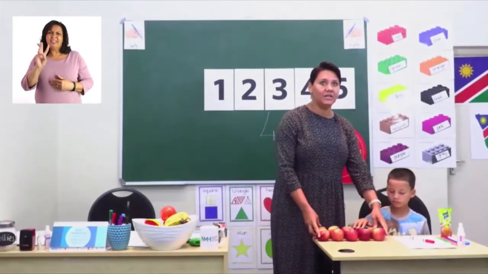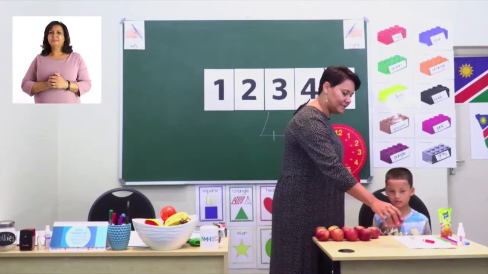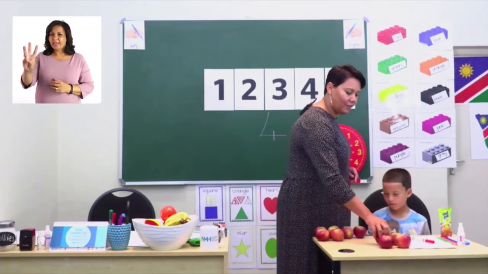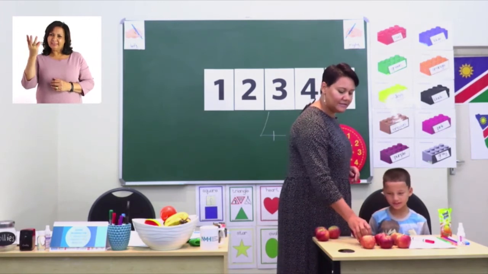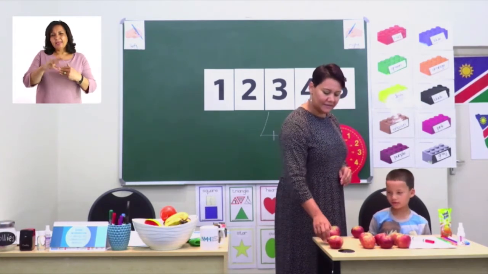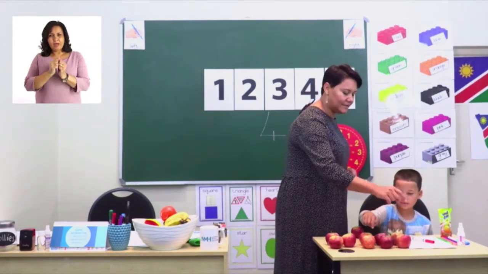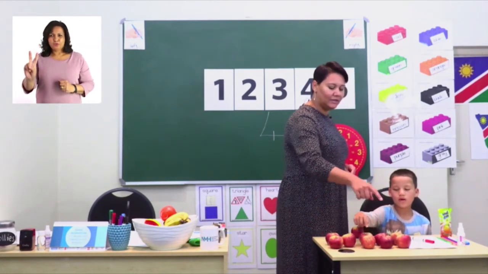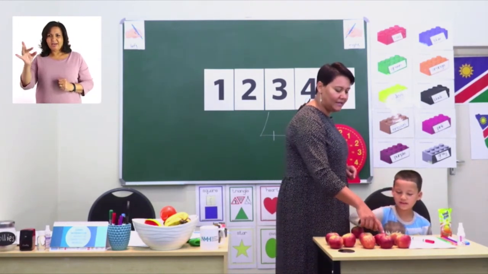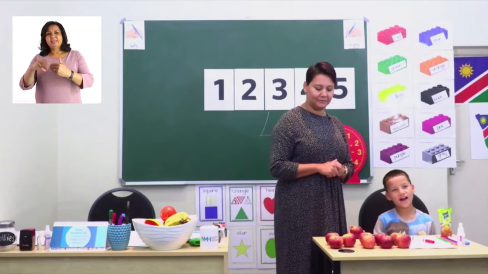We are going to use our objects that we have in class, and we are going to use apples. My friend, let's count 6. 1, 2, 3, 4, 5, 6. We have 6 apples plus 3 apples. Let's see. Let's count them all together. 1, 2, 3, 4, 5, 6, 7, 8, 9. 6 plus 3 is equal to 9.